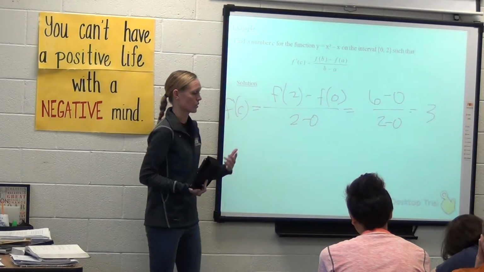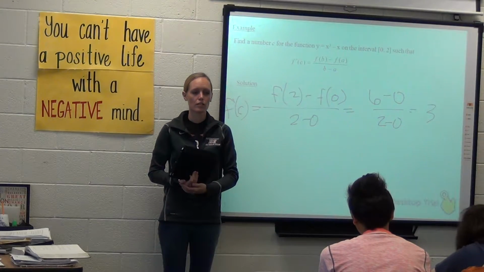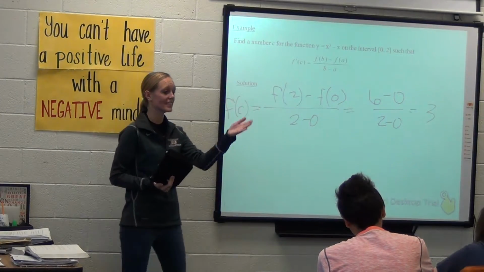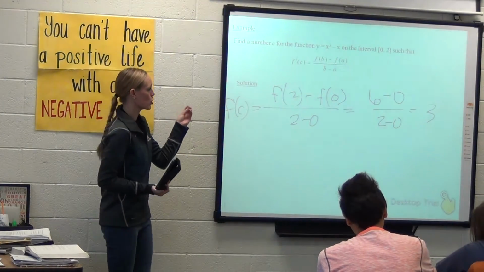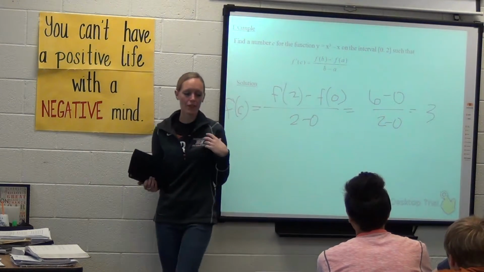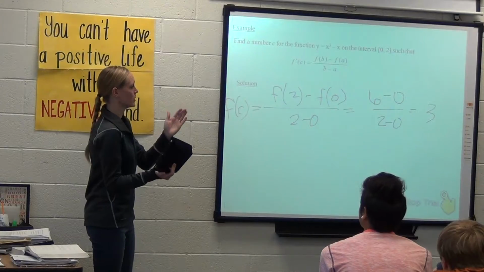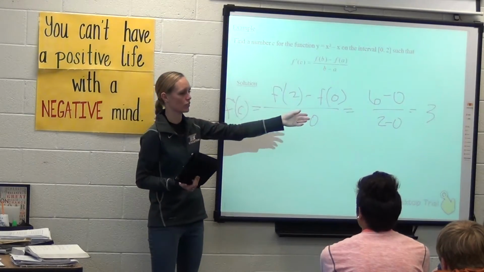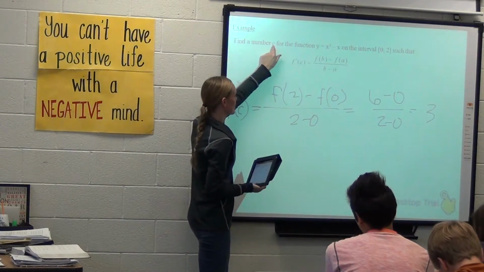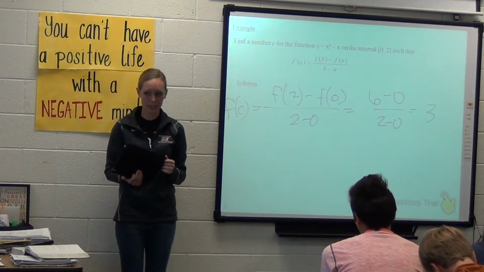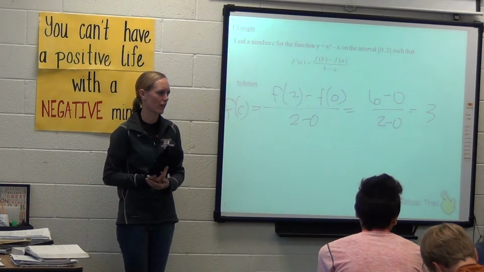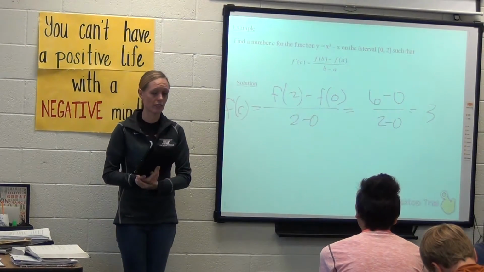What did I just find? What is 3? It's the slope of the secant line. So I have the slope of the secant line from this point to this point on my graph. And this tells me that somewhere in between 0 and 2, I'm going to have a tangent line that has that same slope. I'm trying to find what number actually has a slope of 3. Okay? How would you go about that? What number actually has a slope of 3?